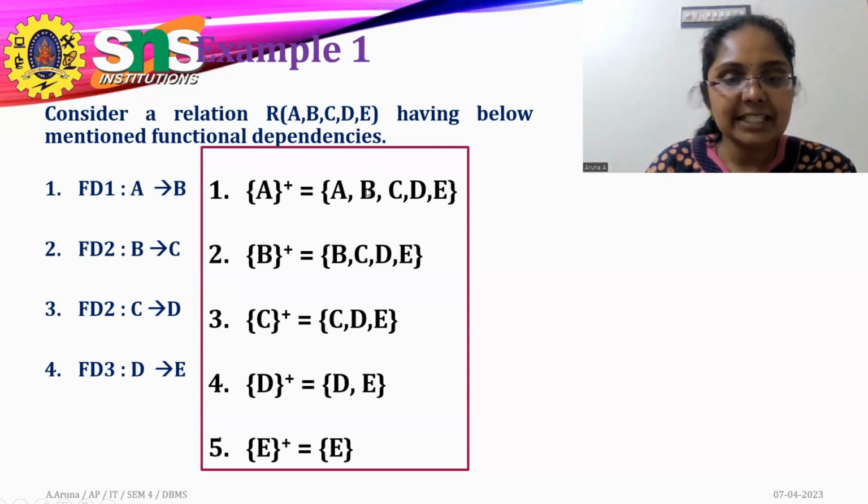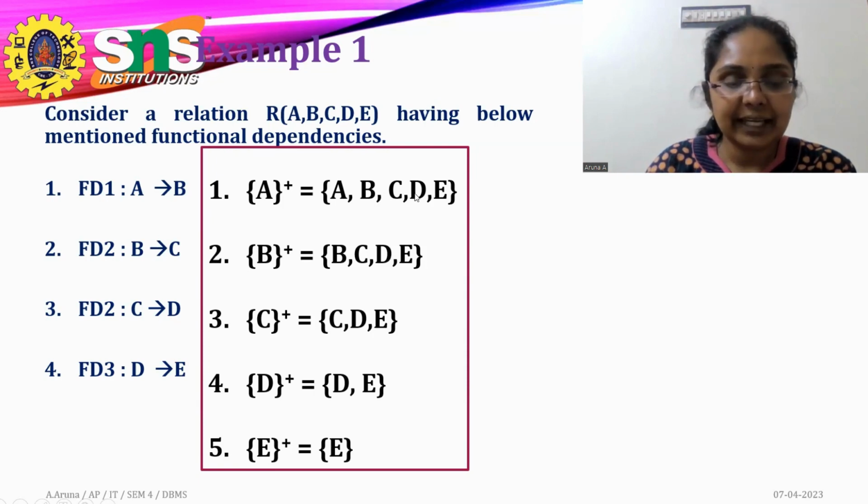Then we have to check again. Is there any value B can derive? In functional dependency 2, B can derive the value of C. So that we're going to add over here. Now we can check C. Is there any value C can derive? Yes, C can derive the value of D. That we're going to add in the closure set.